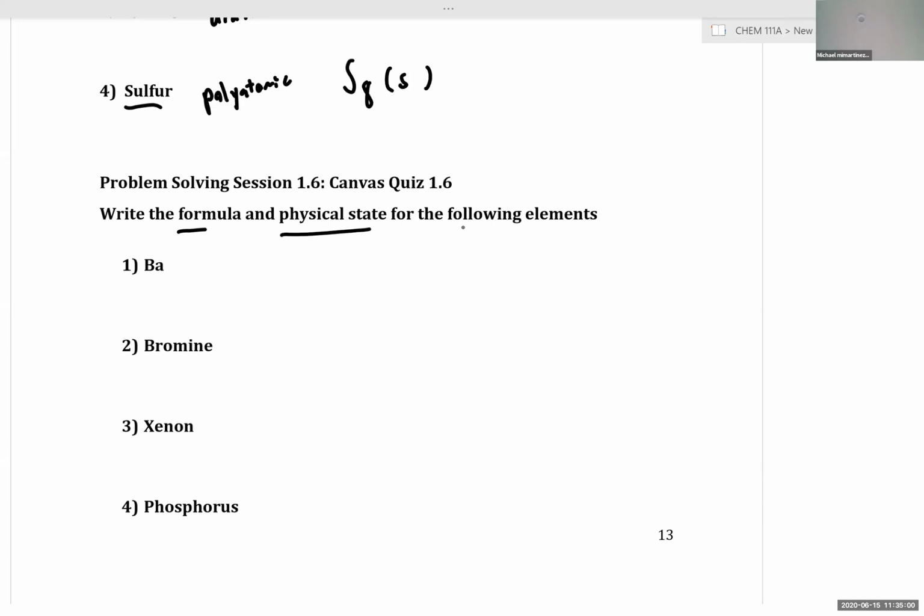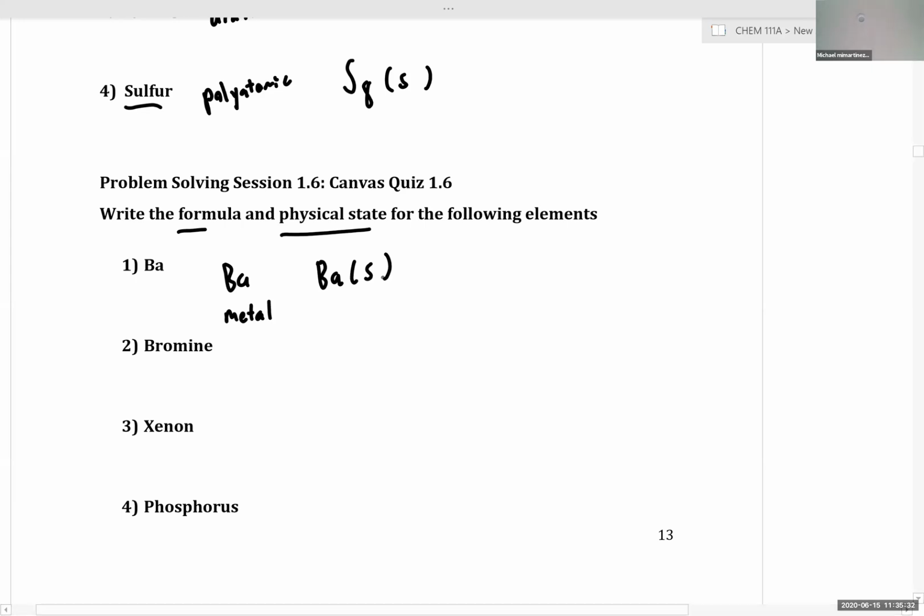So taking a look, we have a few responses on Canvas. And I see a few responses in the chat. So I see a lot of reasonable responses for our first part. So barium. So barium is Ba. It's a metal. So metals are typically atomic and solid elements. So we'll write the formula for barium is Ba solid.